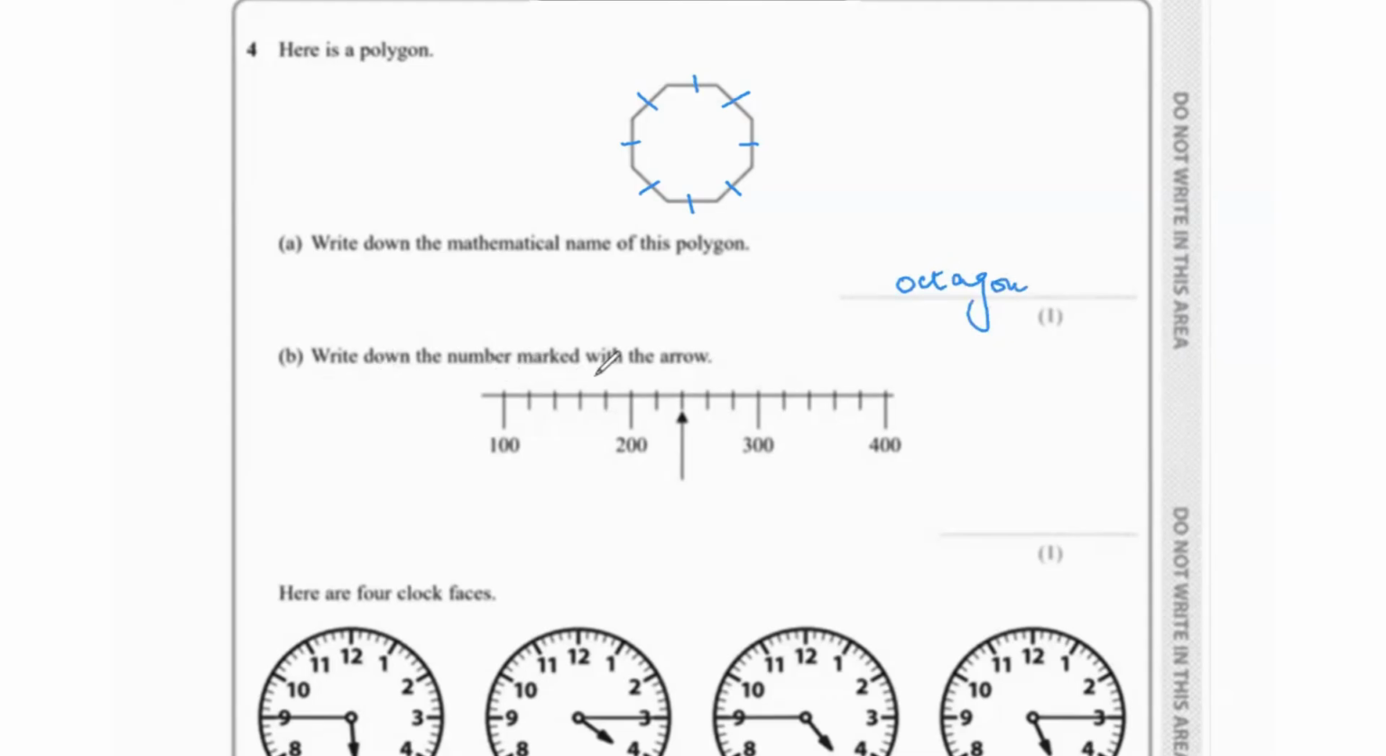Then write down the number marked with the arrow. So if you look at the divisions between 100 and 200, there are 1, 2, 3, 4. And the fifth one is 200, which means this is going to be 120, 140, 160, 180. So over here, 220 and 240. In these cases, you have to understand what the scale is, what each of the small divisions represent, and then based on that, you can figure out your answer.